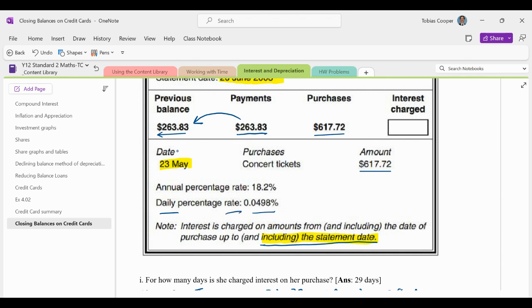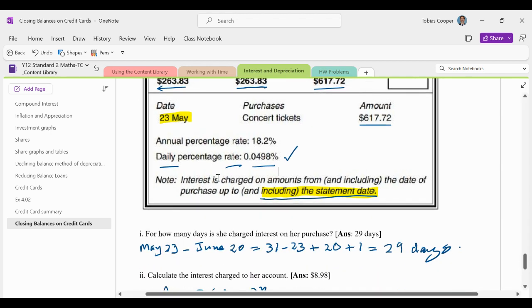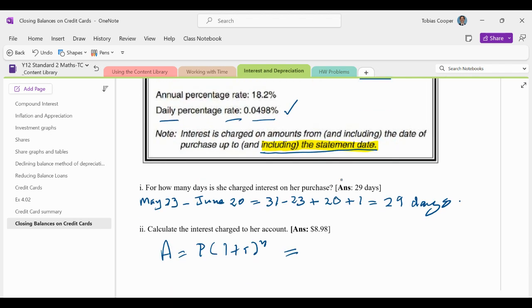Now it gives us a daily rate. We could use the annual rate and divide by 365, but if they give you the daily rate, use that instead. Okay, so $617.72 is the only purchase we have to be considering. So $617.72, 1 plus, and then you've got 0.0498%. Now, we've already calculated the days, that's 29.